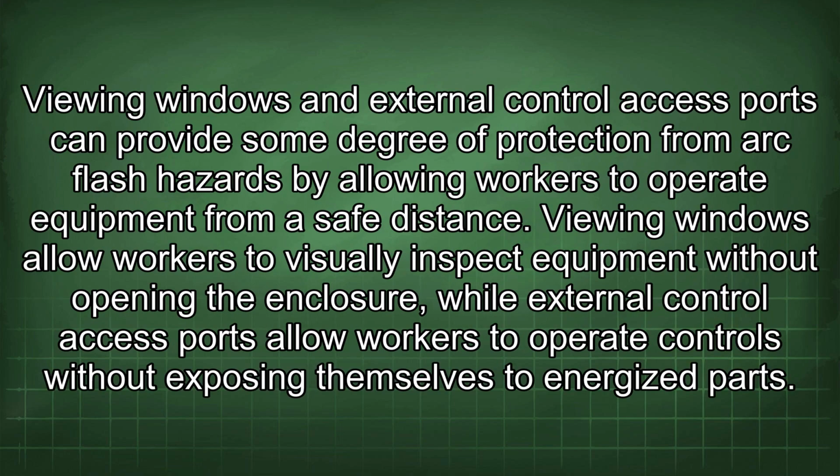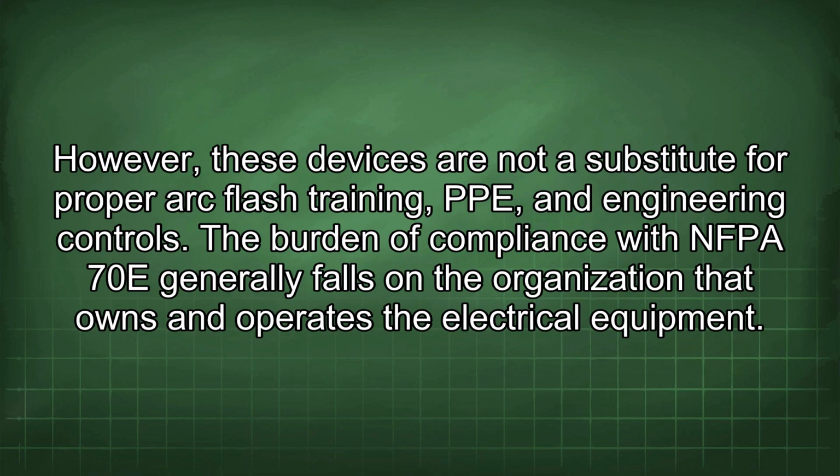Viewing windows and external control access ports can provide some degree of protection from arc flash hazards by allowing workers to operate equipment from a safe distance. Viewing windows allow workers to visually inspect equipment without opening the enclosure, while external control access ports allow workers to operate controls without exposing themselves to energized parts. However, these devices are not a substitute for proper arc flash training, PPE, and engineering controls.